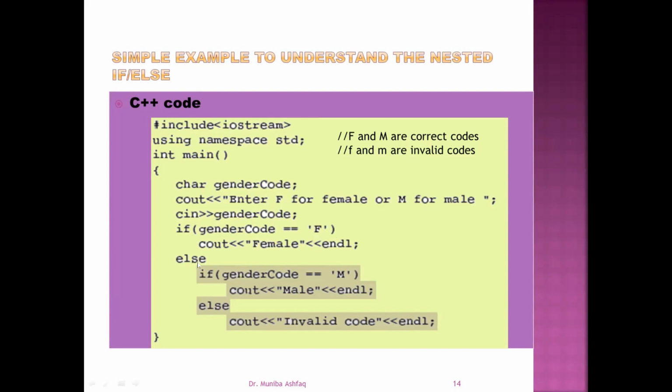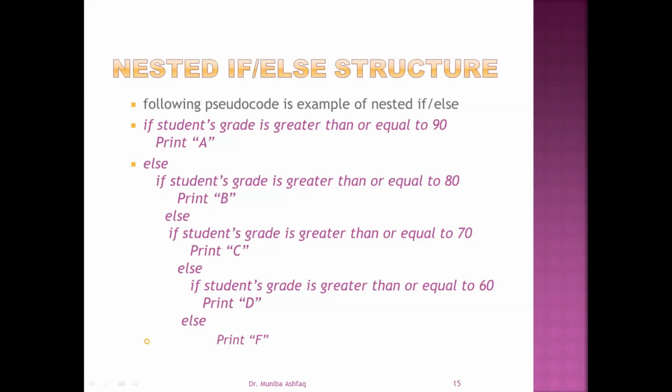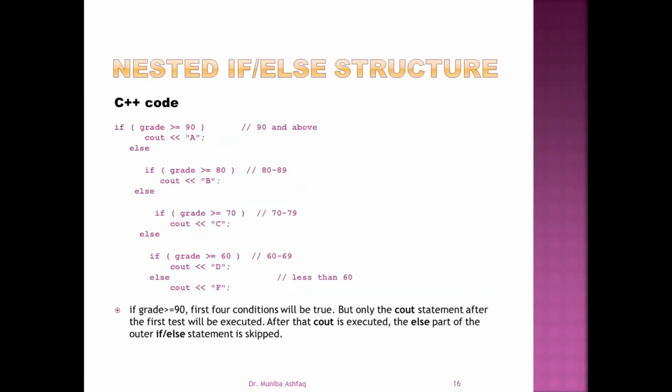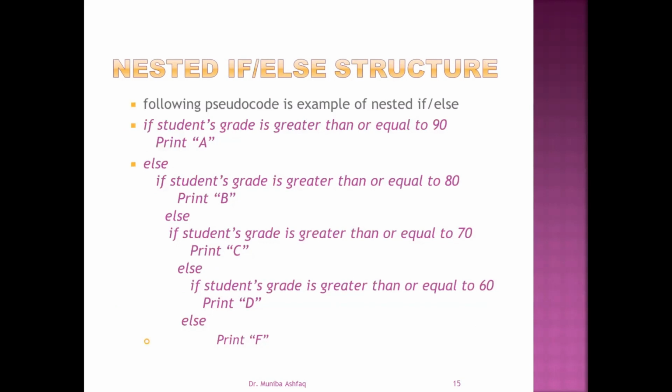Else, within an else statement, we have another if else. So it becomes nested at this point. If gender code equal to M, we have to display male. Else, we have to display invalid code. So here is another nested if else structure to strengthen your concept about it.